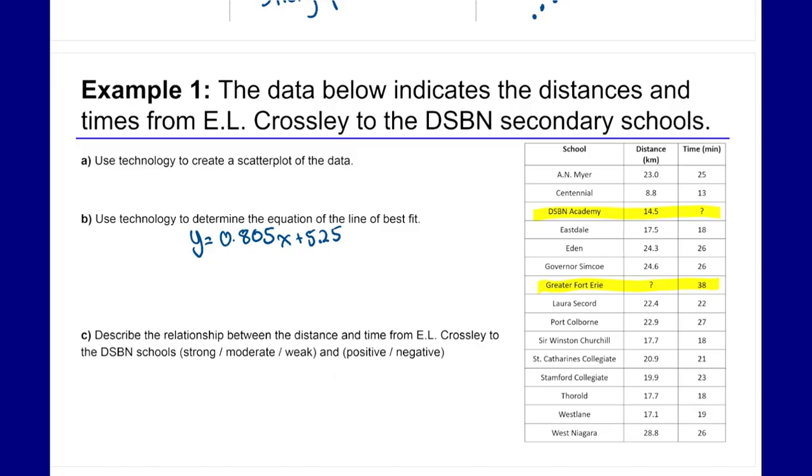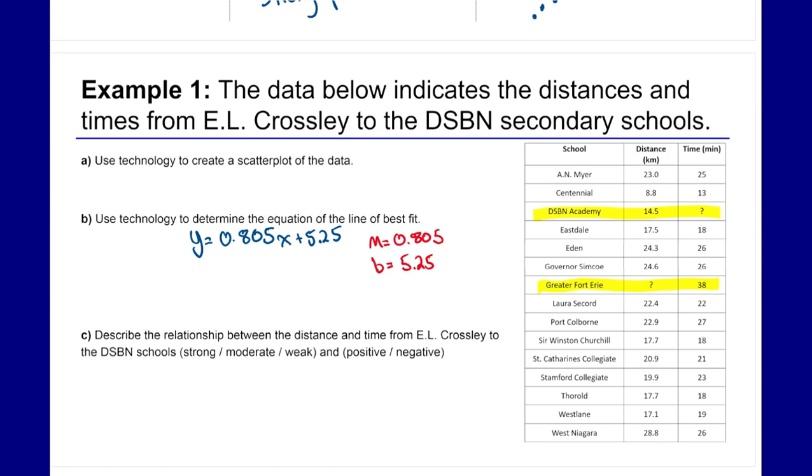So coming back to our note, we have our equation of a line. We have our m value, or our multiplier, 0.805. So basically that means for every kilometer, our time increases by 0.8 minutes. And we have our b value, which is 5.25. So this says that if our distance is 0 kilometers, our time would still be 5.25 seconds.